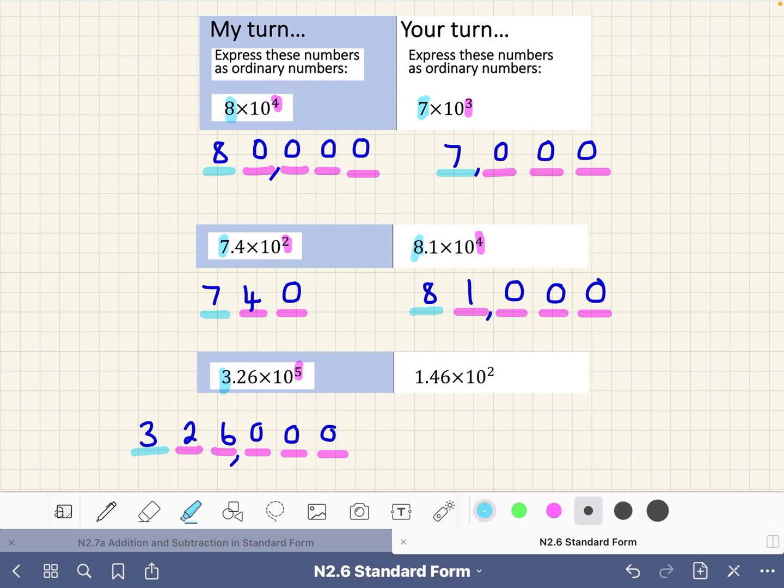Our standard form number starts with a 1, so our ordinary number will start with a 1. We have a power of 2, meaning we have 2 spaces after the 1. We have a 4 and a 6 which we need to use, and they take up both of those spaces. That means that 1.46 times 10 to the 2 is the same as 146.